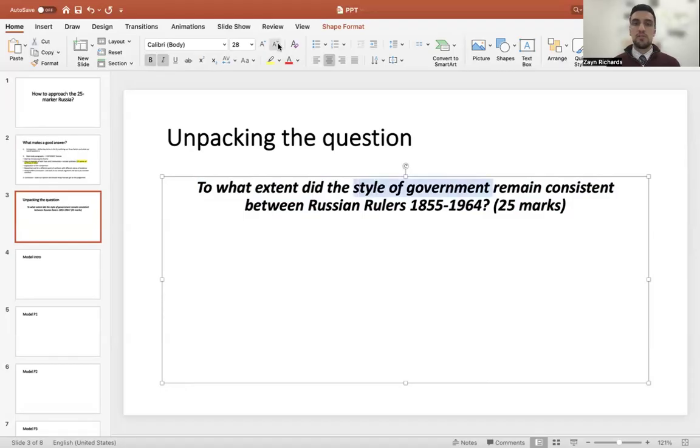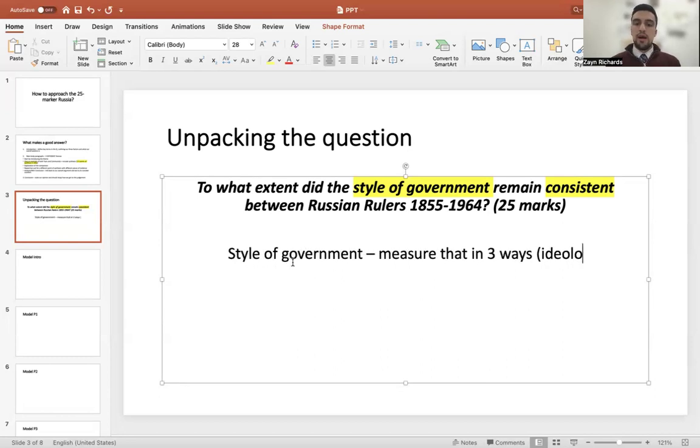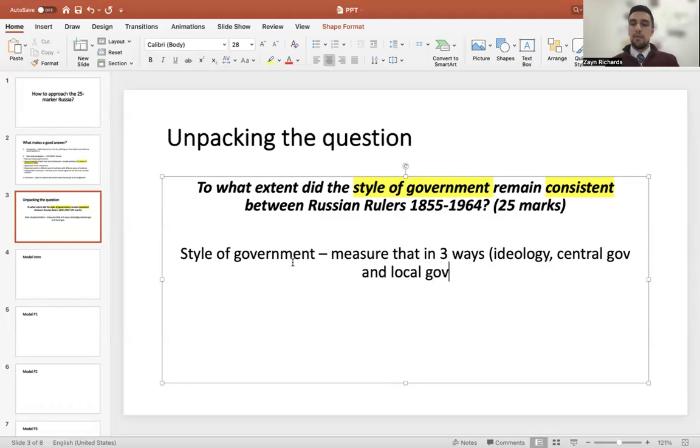The question is asking us to focus on the style of government and then crucially, consistent. Based on what you've studied so far, we can measure the style of government in three ways: ideology, central government, and local government. In about 4 or 5 lessons' time, you'll be able to use many more ways of measuring that. So you won't necessarily go for those same three factors, but at this stage, the majority of us are only comfortable with those three.